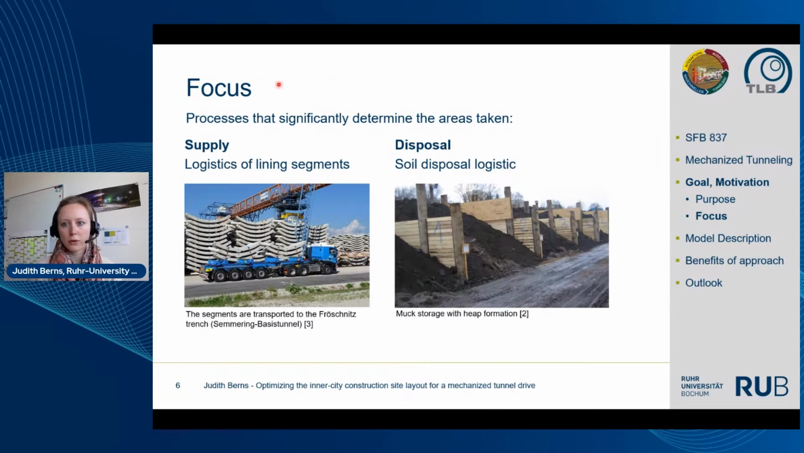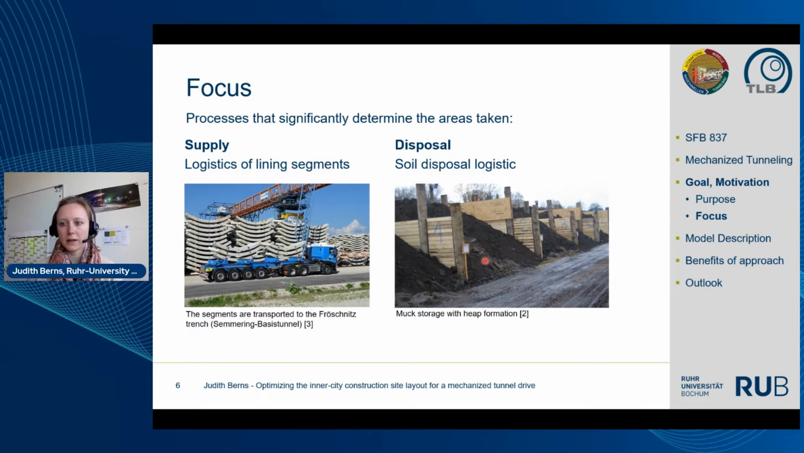The two key processes at the surface construction site are the supply of segments and the disposal of soil. It is precisely these two logistic processes that were focused on in this case study. On the left, the segment transport by truck is shown. As a rule, a truck can transport one wing, so in this case study, 6 elements.